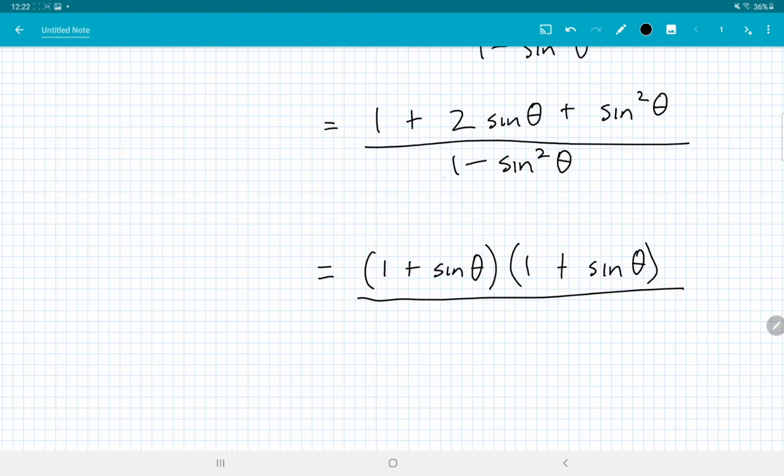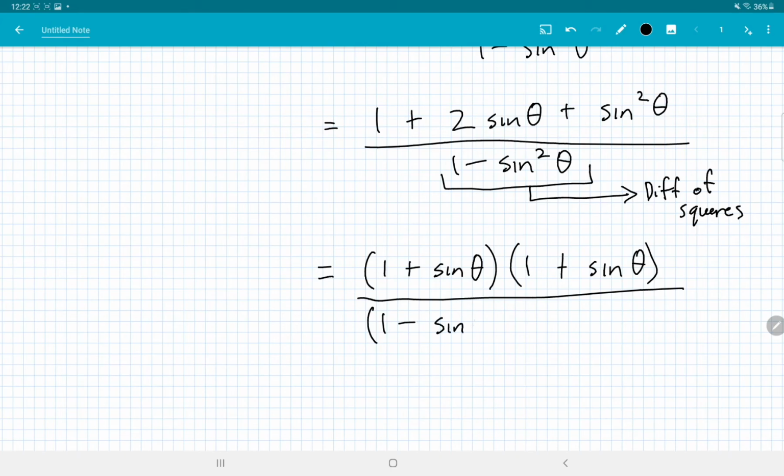The denominator we also have to factor. Note that the denominator is a difference of squares. Again, if you're not sure what a difference of squares is, it's when you have one square, 1, minus another square, sine squared theta. So when we factor a difference of squares, it just simply looks like this: 1 minus sine theta multiplied by 1 plus sine theta.